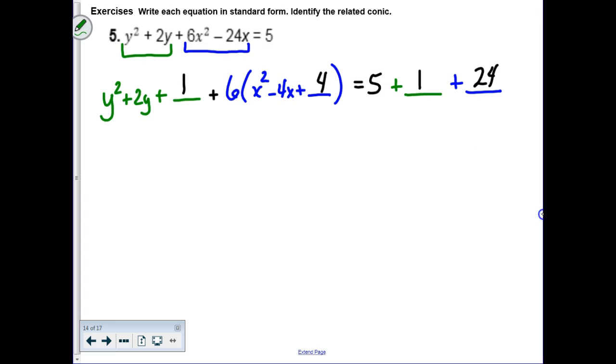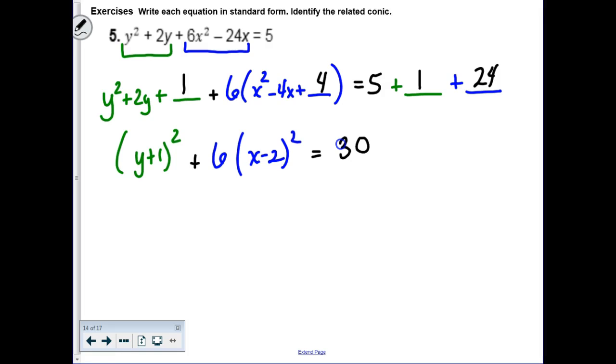Okay, so our green quadratic, y squared plus 2y plus 1, now that it's completed, you can factor into y plus 1 quantity squared. Thank you. And then the 6 that we factored out stays in front of that factor for now. But this quadratic is going to factor into x minus 2 squared. And then let's see if I can add today. 5, 6, 30.